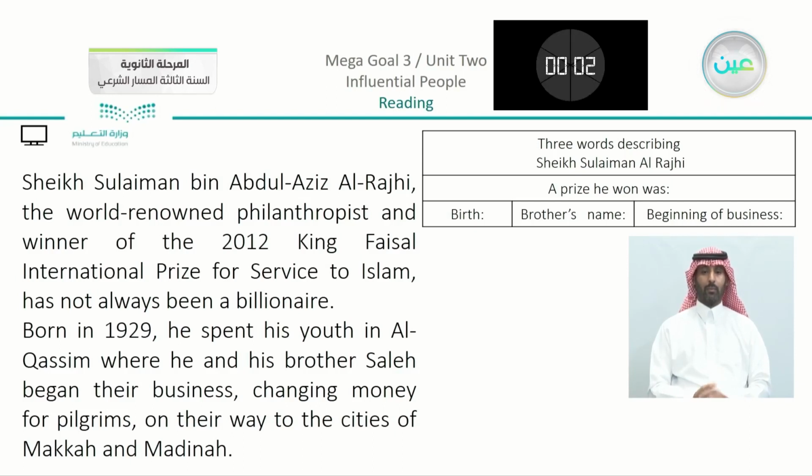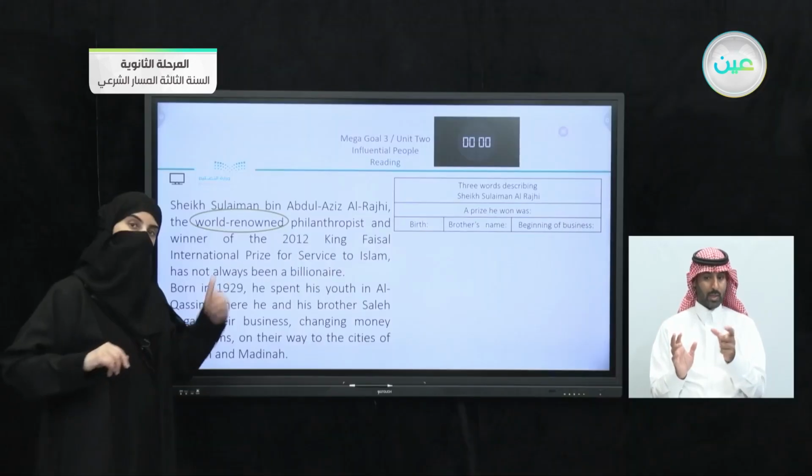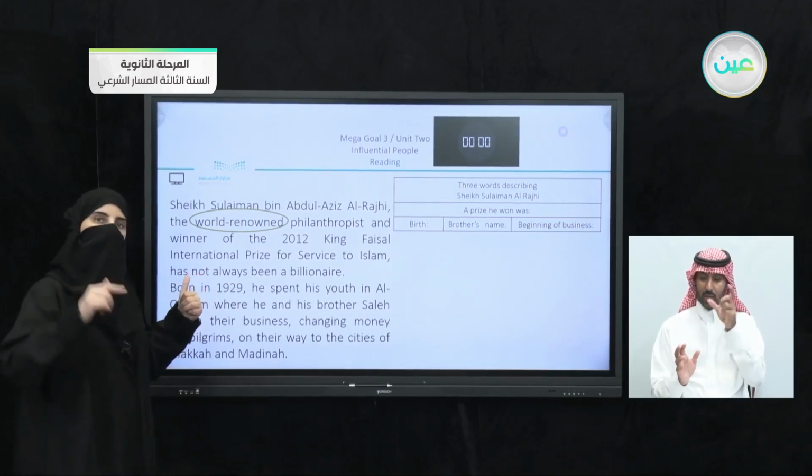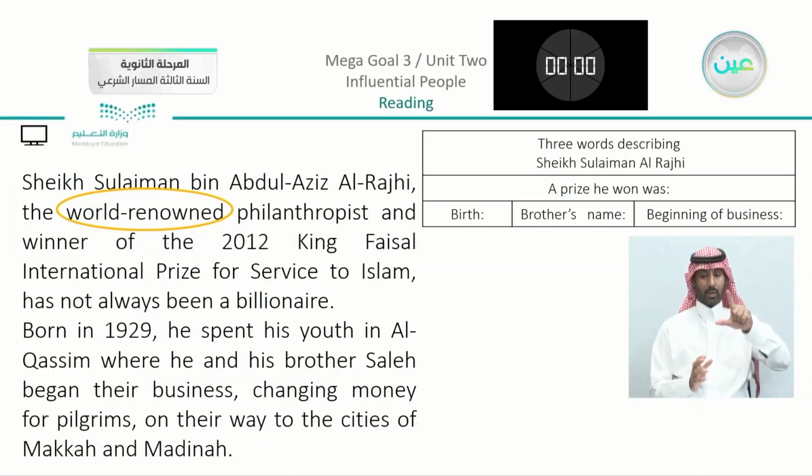We have 2, 1, time's up. Now let's look for our answers. We have here 3 words describing Sheikh Sulaiman al-Rajhi. I helped you with 1. Did you find it? Let's look for another one. We can say that he was also what? What did you find? Yes, he was a philanthropist, and he still is.